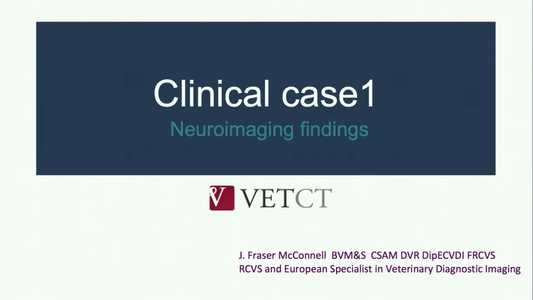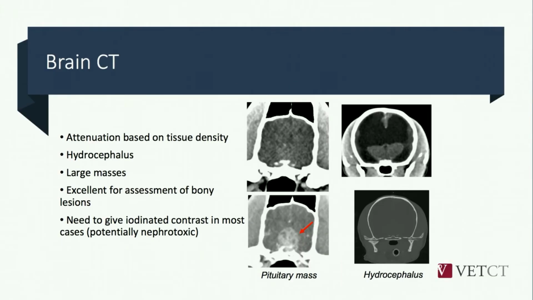Hello, and we're going to look now at the neuroimaging findings from the clinical case which Elsa presented earlier in the week. So if you remember, this was our 13-year-old border collie with progressive neurological signs. When it comes to how we're going to image our patient, essentially when it comes to intracranial disease, we really have two choices, the choice of CT or MRI.